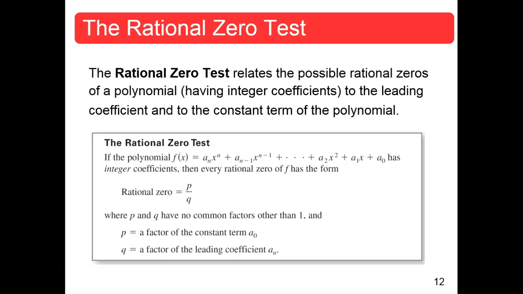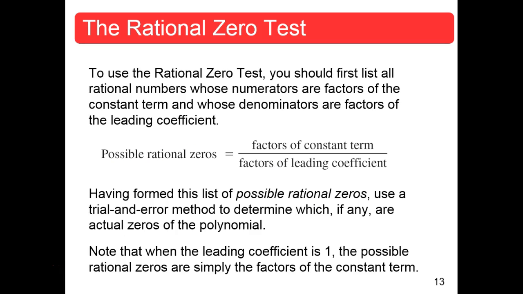And remember, a sub n can never be 0, because if it was, that would be a 0 term here. This would be a degree n minus 1 polynomial, not a degree n. So a sub n can't be 0, so therefore you can divide by that. So all the different factors there. That's it. If you have a rational zero for this, it's going to be of that form. Now that's the blah, blah, blah version. Let's see how it really works.